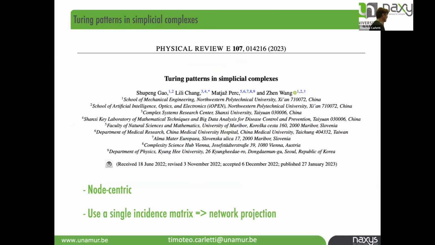I checked in the literature, there is a paper titled Turing pattern in simplicial complexes, but looking carefully at the paper, I don't think the authors fully exploited the structure of simplicial complexes, for two reasons. First of all, it is still a node-centric point of view. So you have a simplicial complex, but where the species are again on the nodes. And on the other hand, they use a single huge incidence matrix that at the end comes out with a network, a projection on a network where the links of the network are again related to the size of the triangle or the tetrahedron and so on.